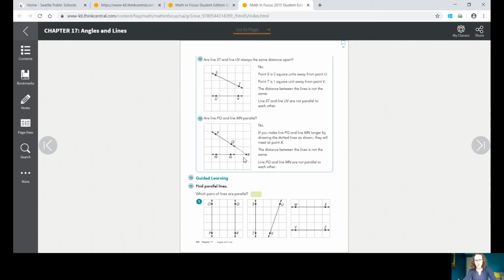The distance between the lines is not the same. They are not parallel to each other. All right, let's find some parallel lines. You would need your math notes and a pencil and an eraser.